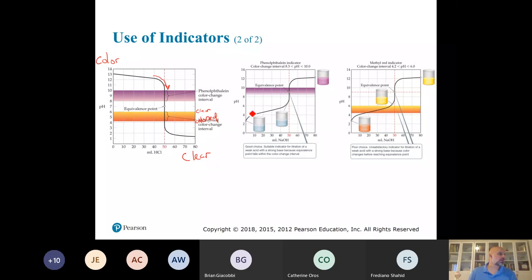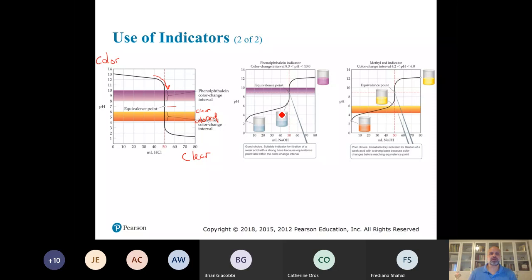Right? It goes from clear to colored here, and you're going to see that same exact pH change. Again, very small amounts of addition near the equivalence point. But it's still not ideal, though you'll still get a very close answer to the exact equivalence point here.